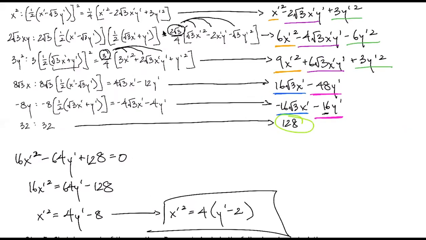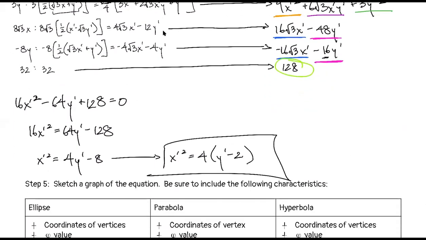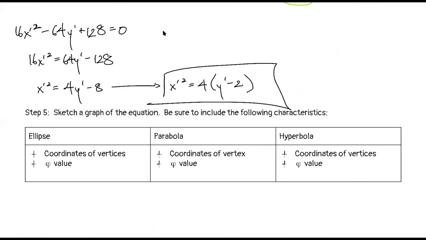So now let's finish this off. We are going to sketch a graph, okay? So for a parabola, I would like you to show me the coordinates of the vertex as well as your phi value. And we know from earlier the angle of rotation was 60 degrees, okay?